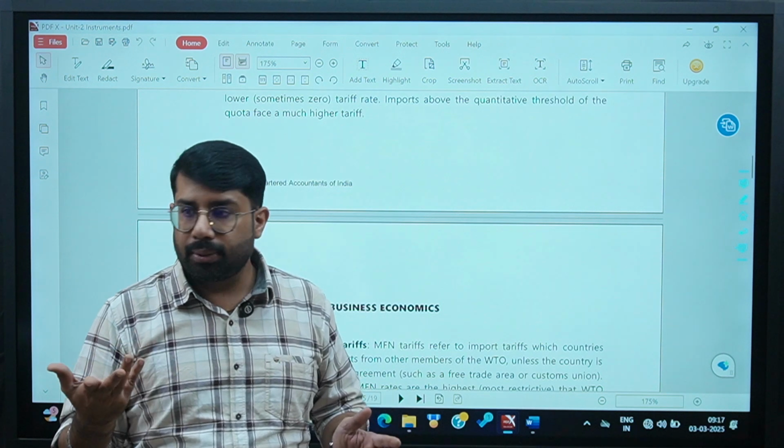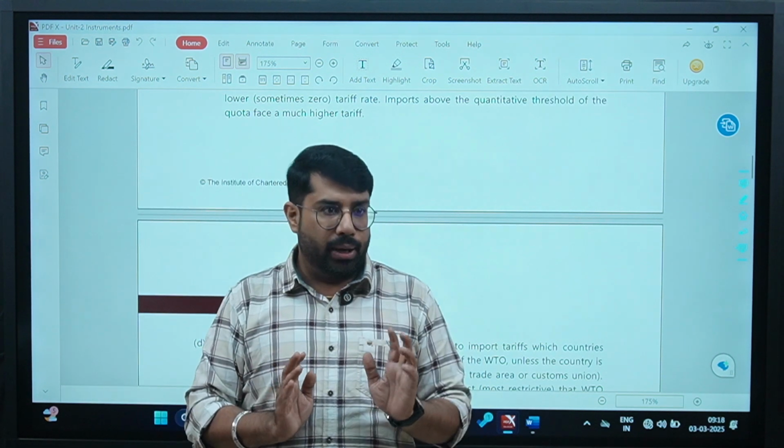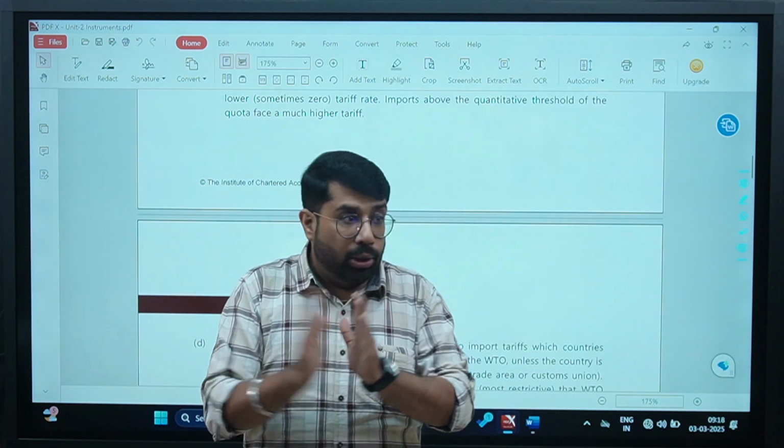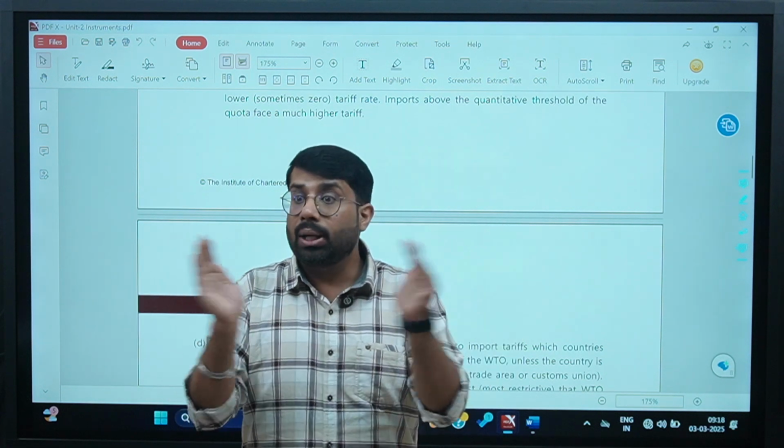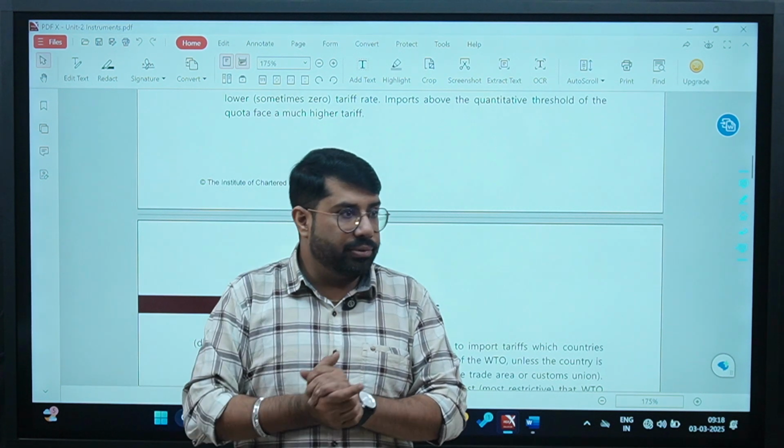What is this? Specific tariff and ad valorem tariff, a combination, a sum. It is not whichever is higher or lower. It is a sum. Are we clear? Yes or no, people? Okay, next type of tariff.